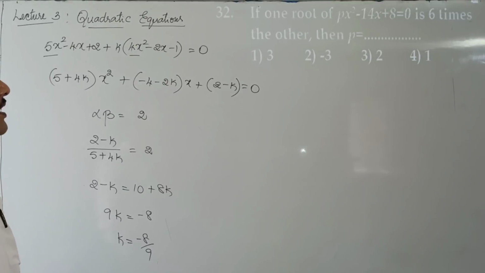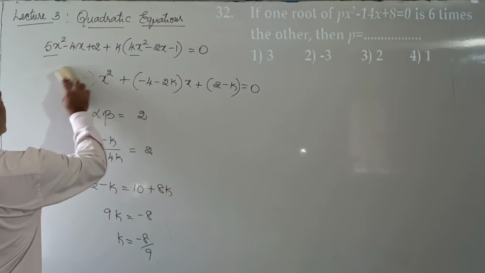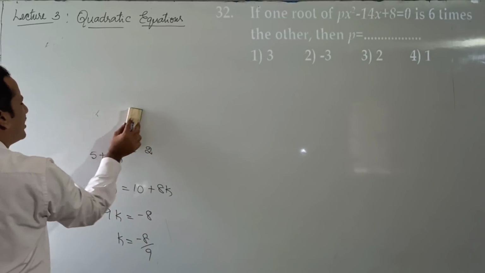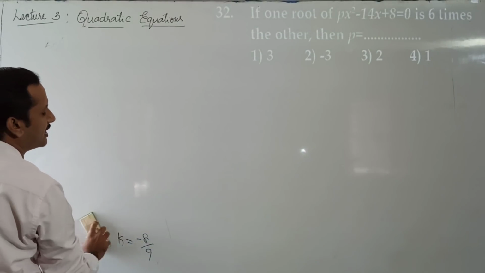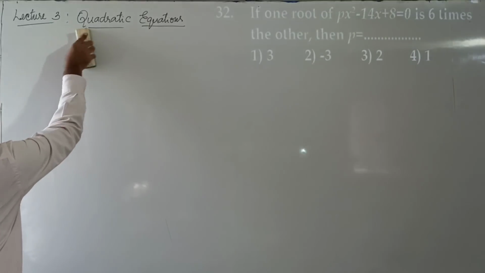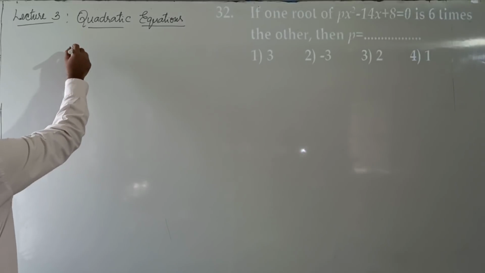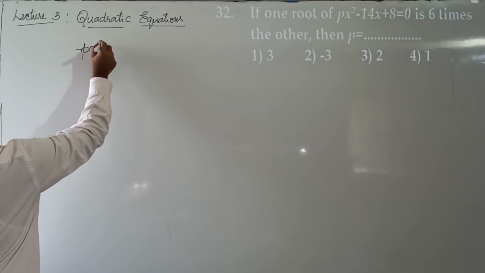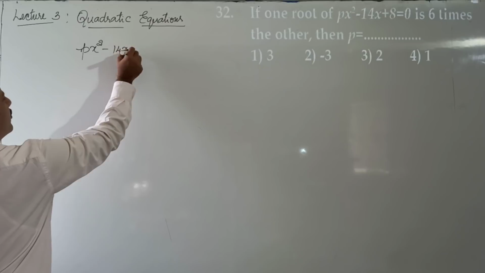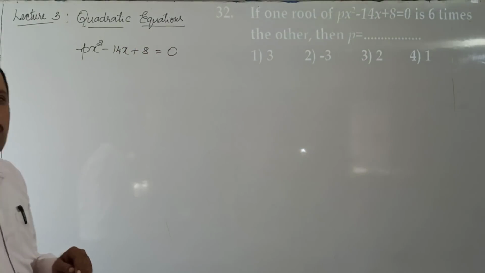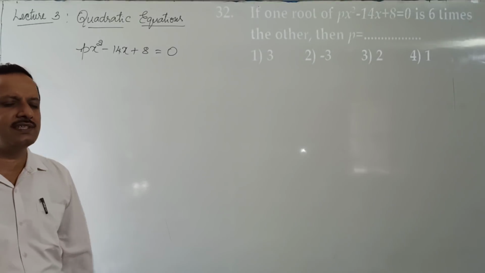Okay. After that, look at question 32. If one root of px square minus 14x plus 8 is 6 times the other, then p is equal to? Okay? So there will be one quadratic equation, px square minus 14x plus 8 is equal to 0. One root of this is 6 times the other.